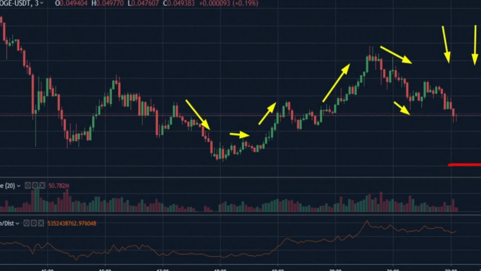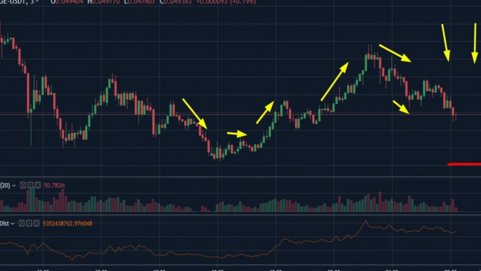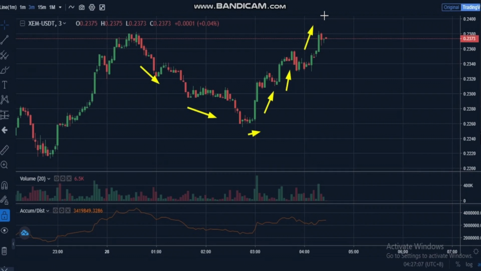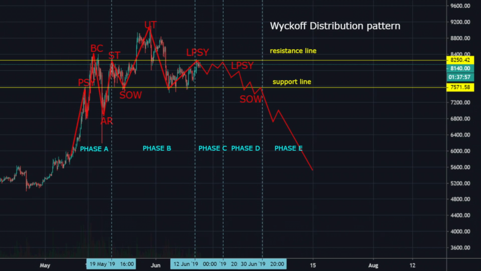LPSY, last point of supply. LPSY is the point representing the exhaustion of demand. Now, the composite operator knows it is time to unload the remaining supply at any price.